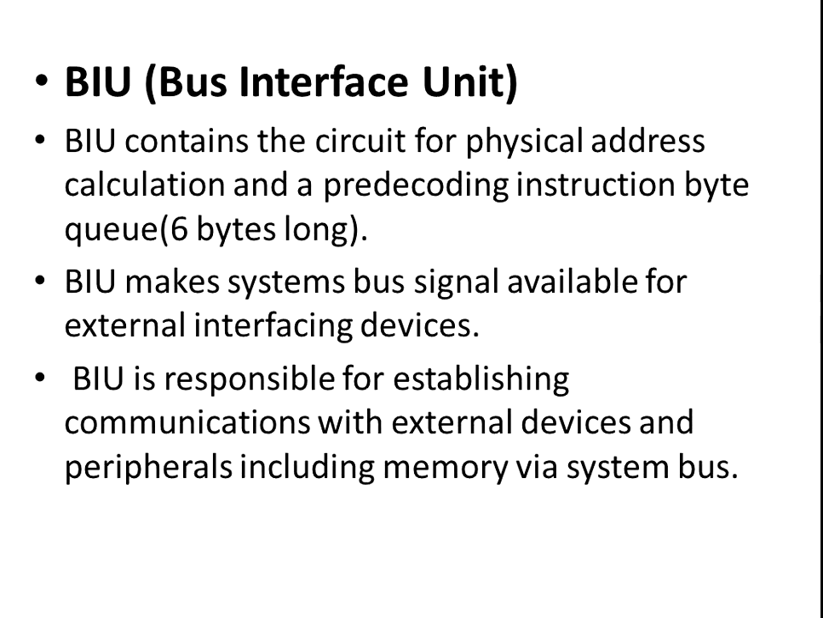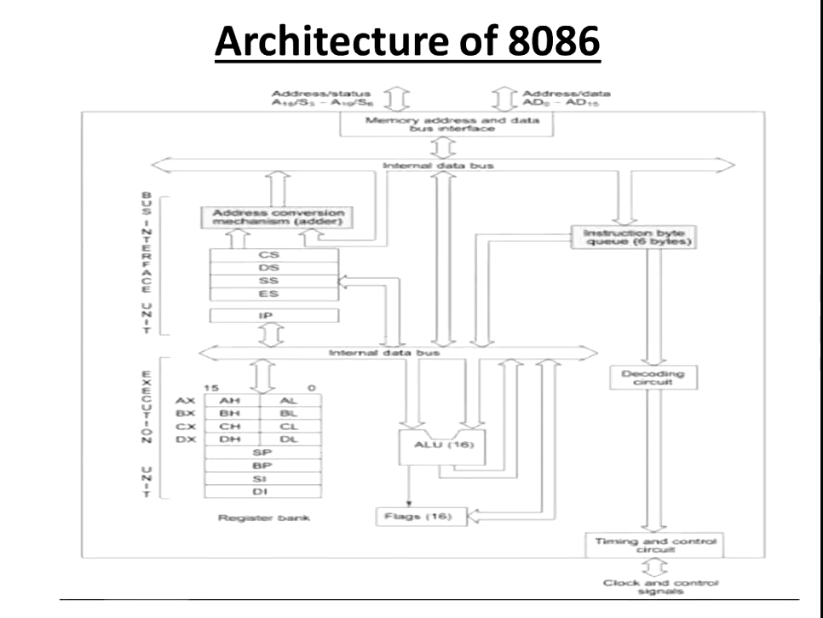So the functions of BIU are, first, as we already discussed, it generates the 20-bit physical address of the memory. Then it fetches instructions from the memory, and then it transfers data to and from the memory and IO. And one more thing, on the right side of the bus interface unit, we can see the instruction byte queue. So it supports pipelining using the 6-byte instruction queue. That means this bus interface unit prefetches instructions and stores them in this instruction byte queue. This is 6 bytes long.